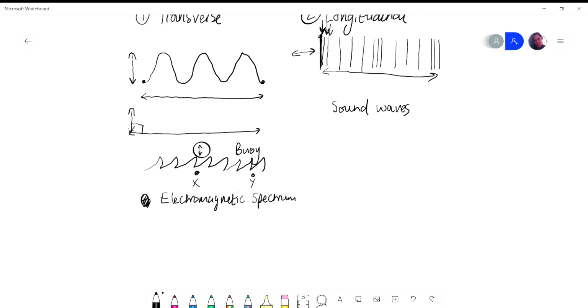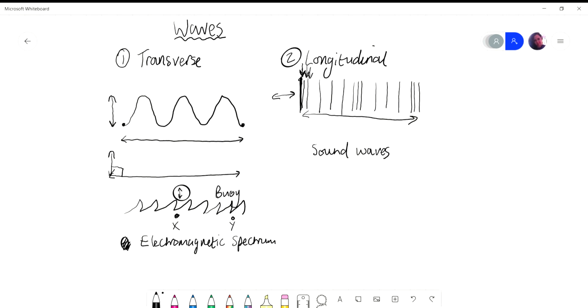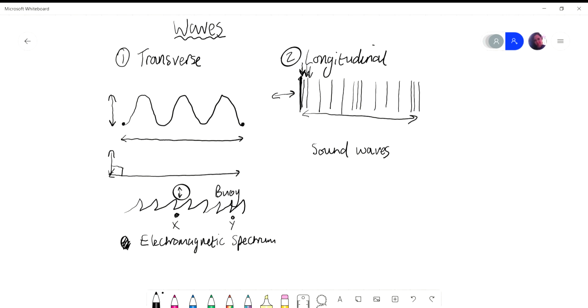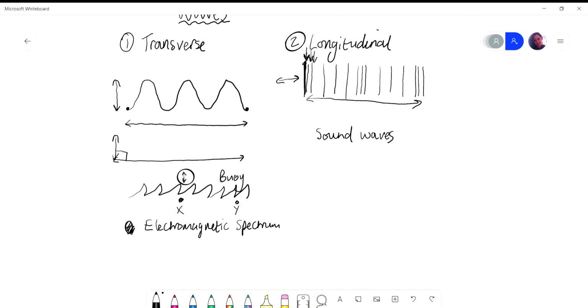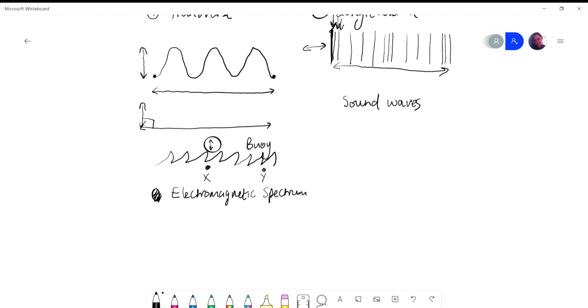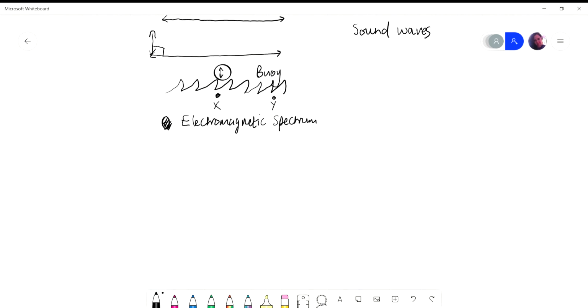So what else do I need to say? So we've talked about the two types of wave. We will need to talk about a few equations and labeling the parts in the wave. So I think that's what I will do next. Let's label the parts on the wave, and we'll talk about sound waves as well. So I might zoom in actually.